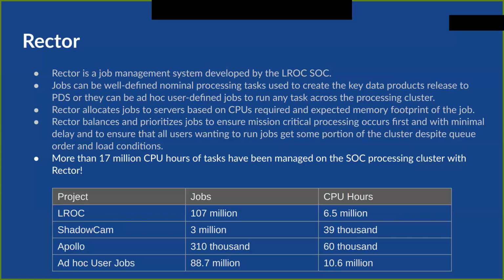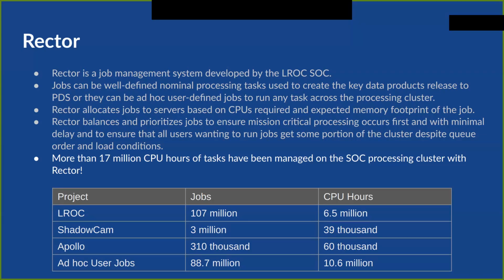So we mentioned Rector, our job management system developed here at the SOC. This is split between doing a few different types of jobs. It can be well-defined nominal processing tasks. Those are the ones used to create our key data products that go to the planetary data system. And it can also be used to make ad hoc user jobs to run any task across the processing cluster. The science team uses this to, for example, map project products and do various types of processing. It's also used by our outreach team. Some of our 3D animations that are available on our website are created using a software package called Blender, and we can also run that across the processing cluster to help speed up the rendering of those videos.